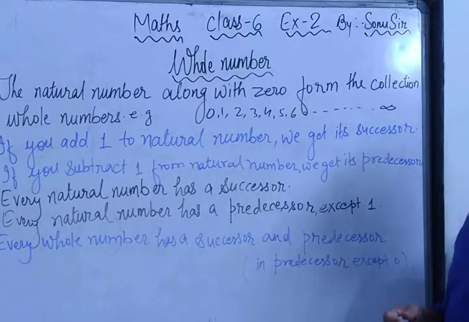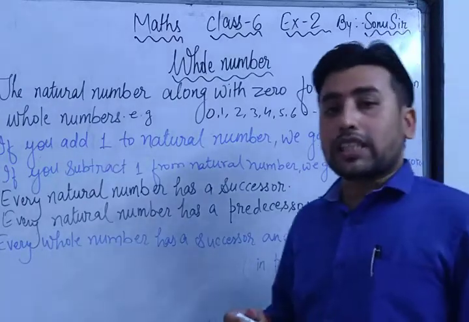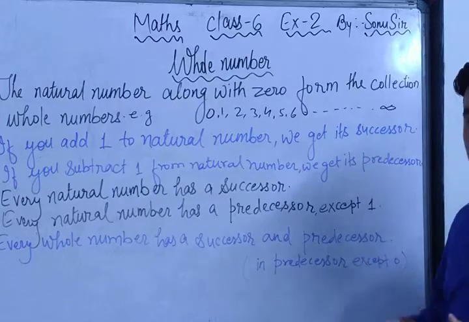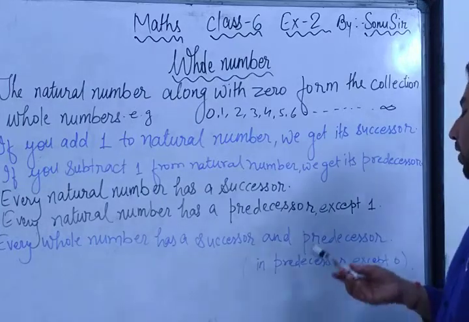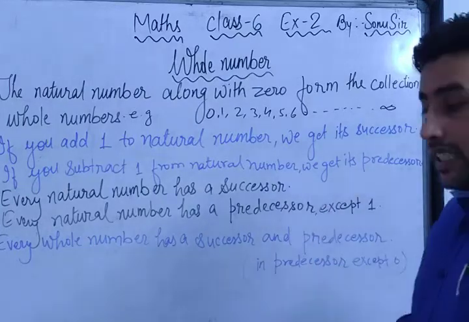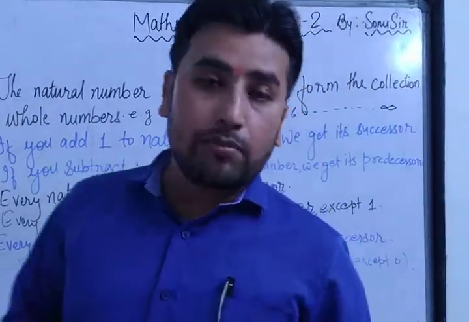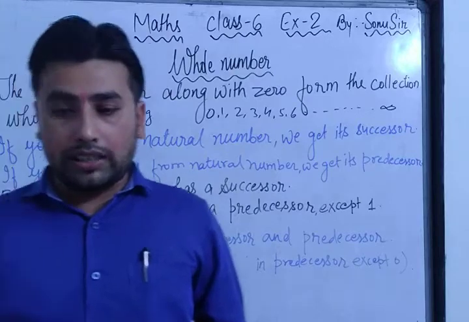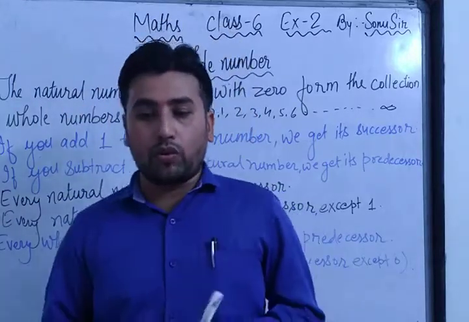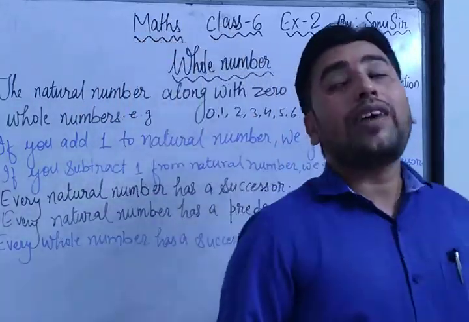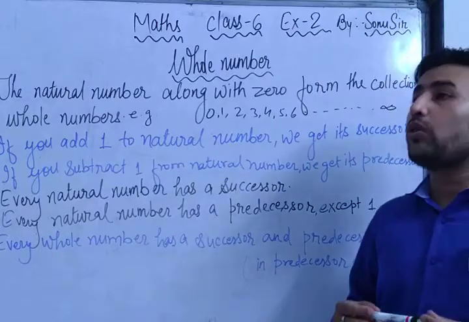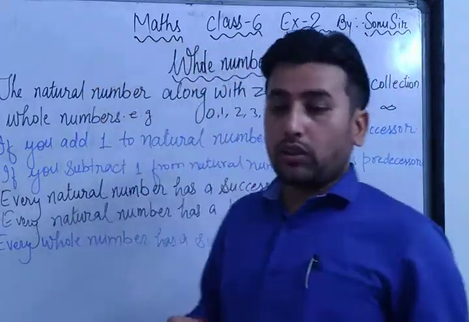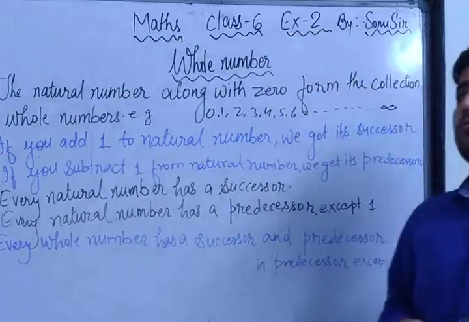Every whole number has a successor. Whole number means a number which starts from 0 to infinity. So you have a successor in whole numbers also, but if we talk about the predecessor, except 0, all the numbers have their predecessor. Okay students, after completing this concept of whole numbers, if I ask you, is a whole number a natural number? If I ask, is a whole number a natural number? Yes.